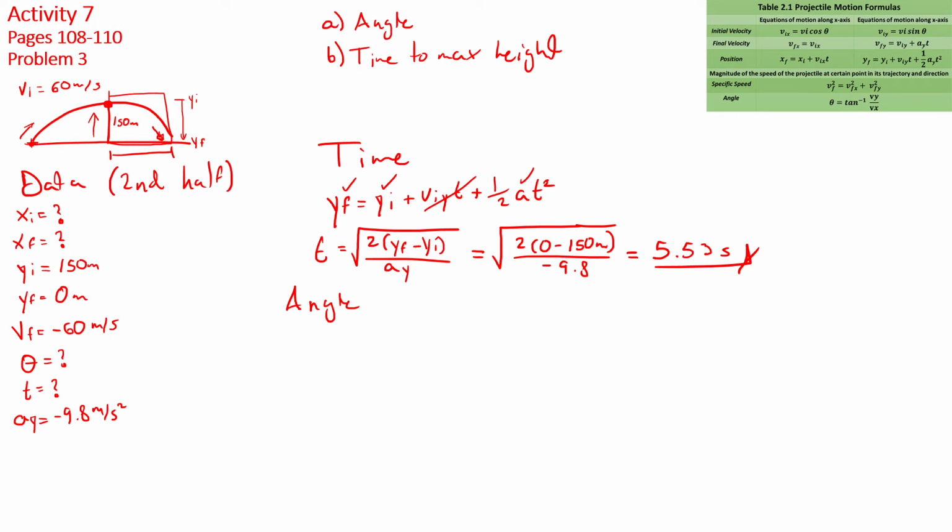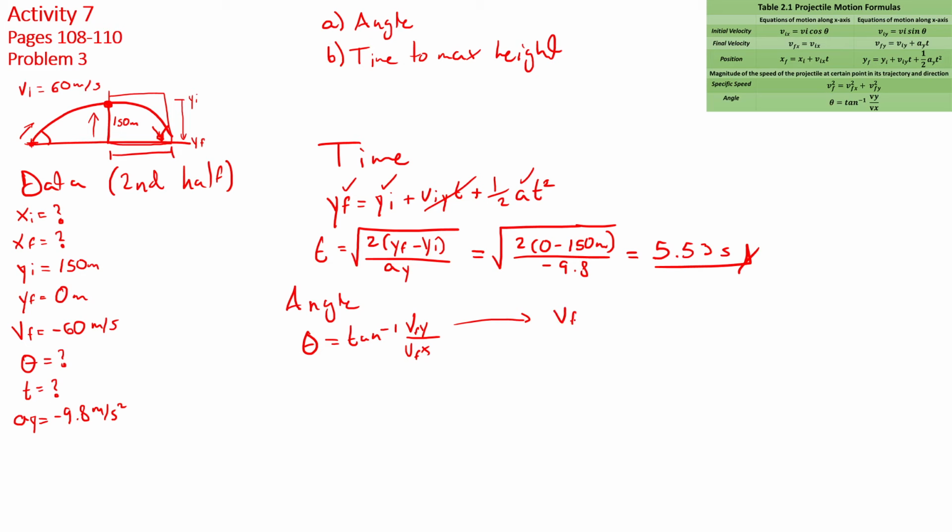But we have a problem. The formula says that the angle is equal to the inverse tangent of the velocity in the y-axis divided by the velocity in the x-axis. In this case, it's about the final velocities. Final velocity and final velocity, because we have the angle here that will be equal to the angle here. So we have to calculate both. So the final velocity in the y-axis first.